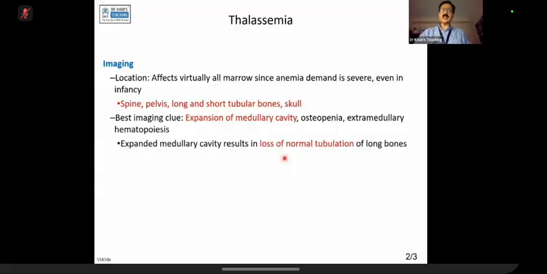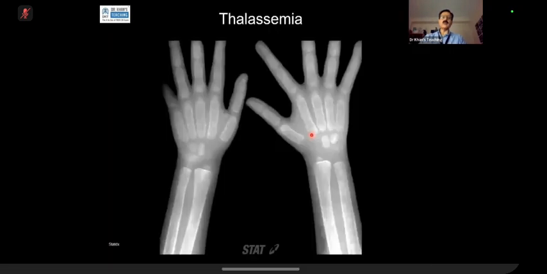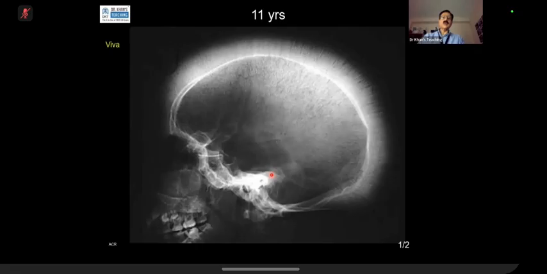So in this case, this was the case. If you see, there is expansion of all of the medullary cavities. There is a coarse trabecular pattern, and loss of tubulation is there, and all metacarpals as well as the phalanges are involved. This is another example in which you can see the same thing. All of the metacarpals as well as the phalanges show the same finding, and to a lesser extent, the findings are also in the radius and ulna. Yes, madam, over to you.